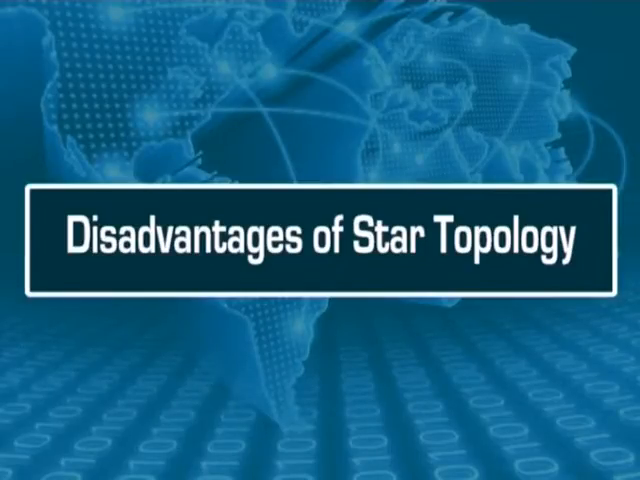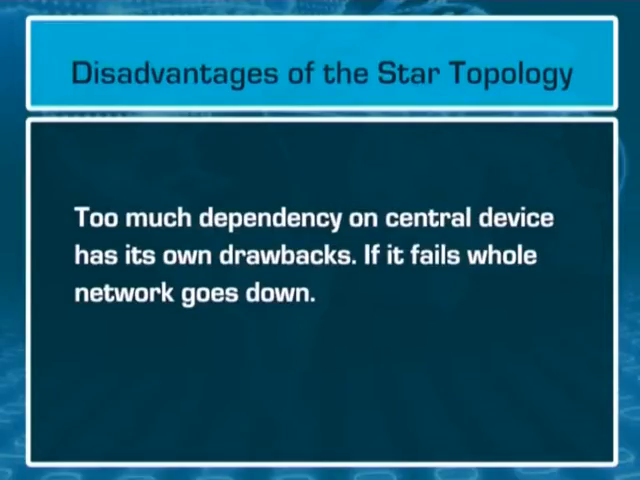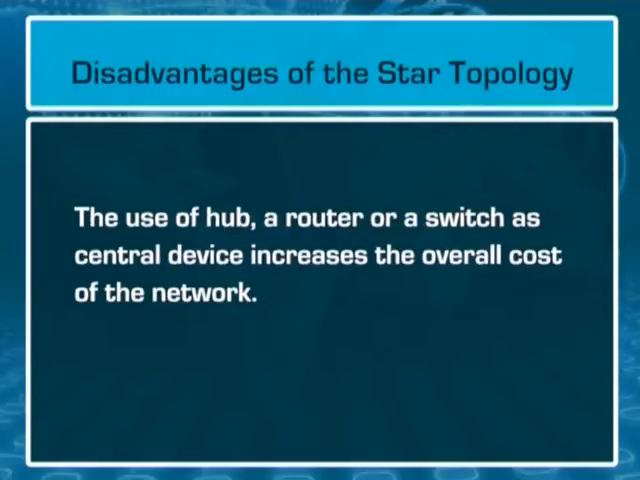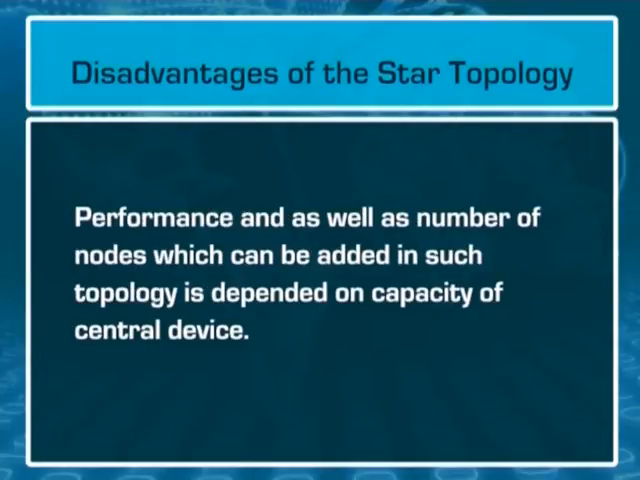Next is disadvantages of star topology. Number 1, too much dependency on the central device has its own drawbacks. If it fails, the whole network goes down. Number 2, the use of a hub, a router or a switch as the central device increases the overall cost of the network. Number 3, performance as well as the number of nodes which can be added in such a topology is dependent on the capacity of the central device.